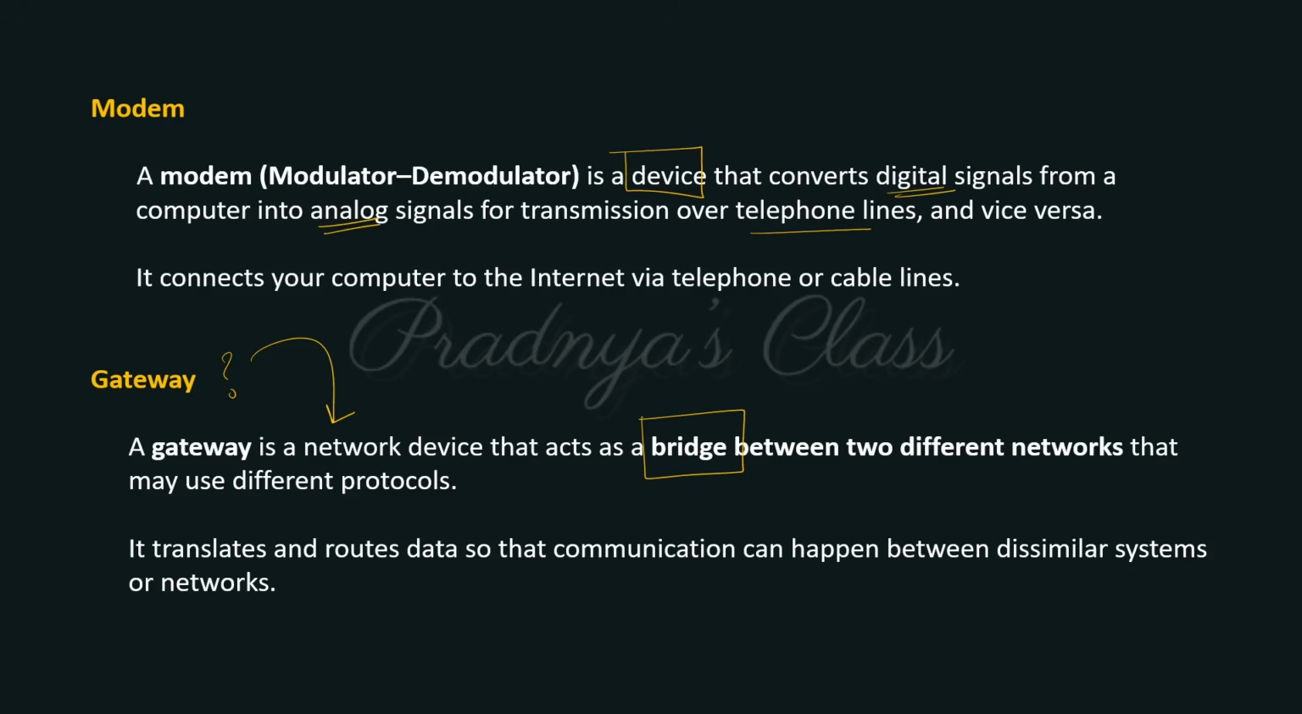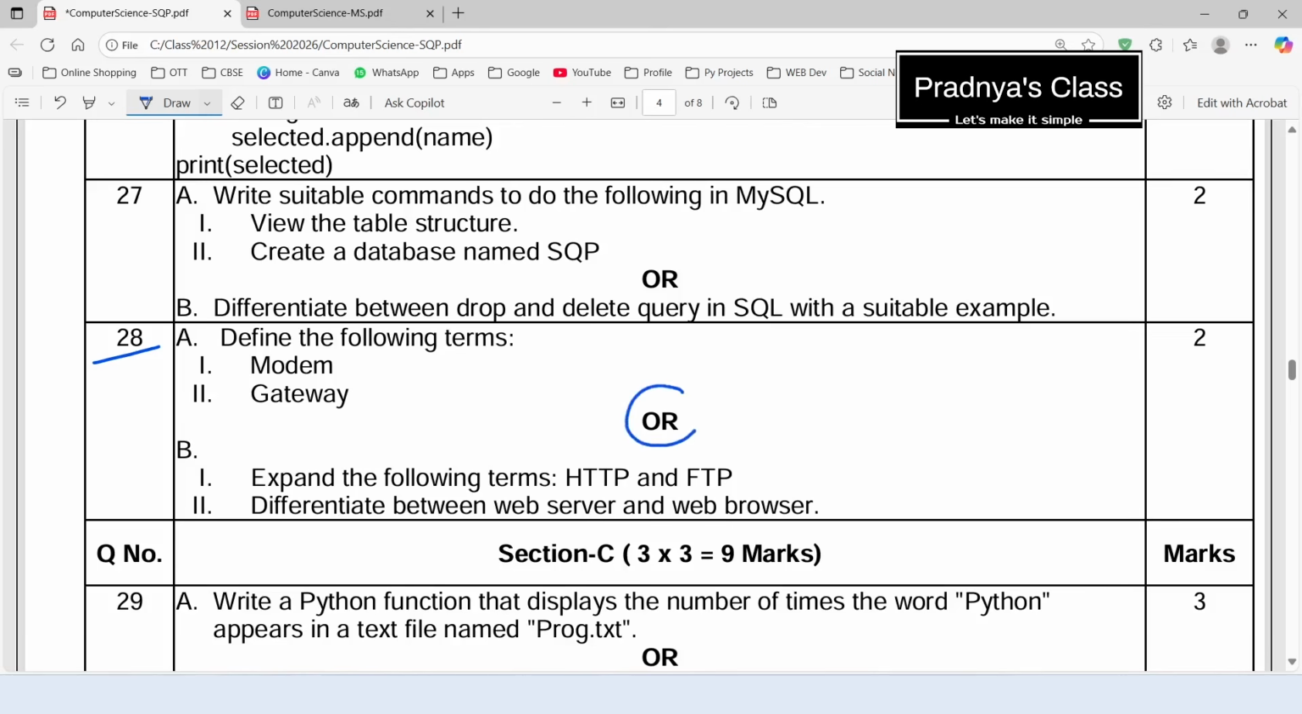But what does it connect? It connects two different networks. We studied different types of networks. Through a gateway, we connect two dissimilar networks so that data can be transmitted over them. Now the OR part for this question.